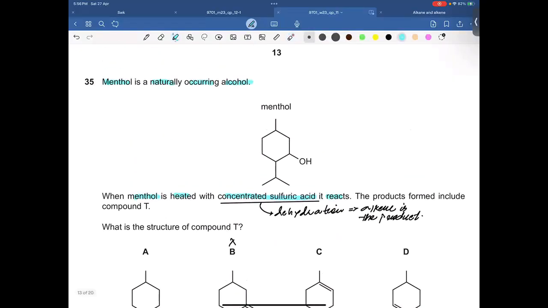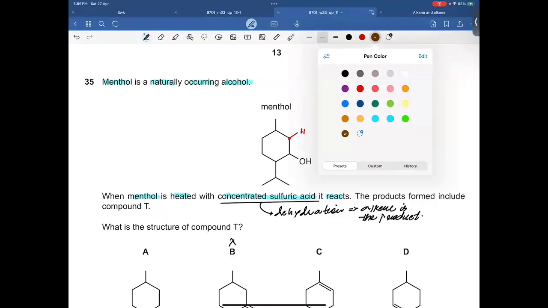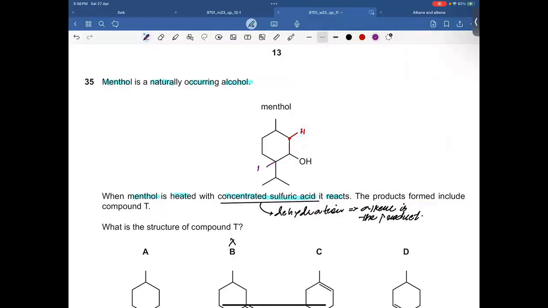So now we have two different situations. According to my lecture, this carbon has hydrogen. Similarly, this carbon has hydrogen. So either you can remove this hydrogen or you can remove that hydrogen. Okay. So as a result, you will get two different sorts of products.